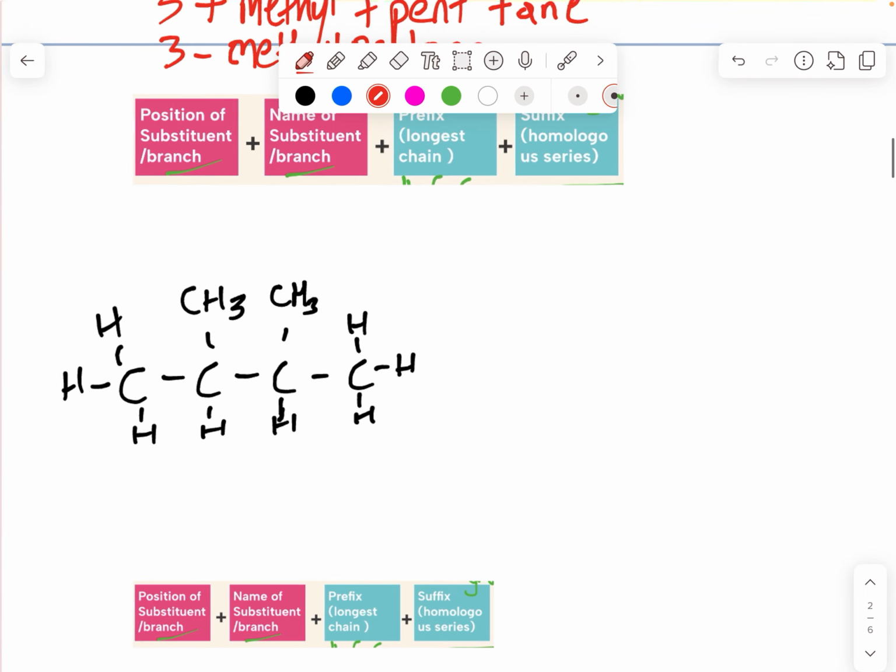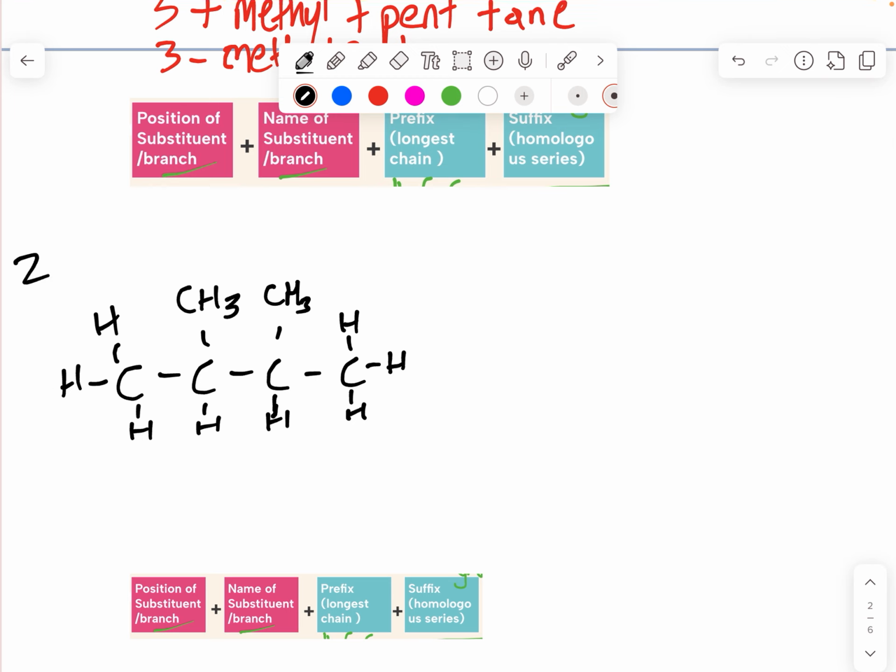Let us look at number 2. For number 2, remember the first thing we do is identify the longest continuous carbon chain. It could be this way, we get 4 carbons, or we could do it this way, we still get 4 carbons. Either way we take it, we get our 4 carbons and we're still seeing branches. So I'm just going to do it this way right here.